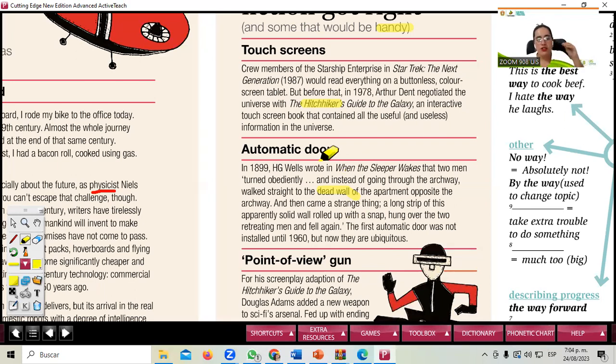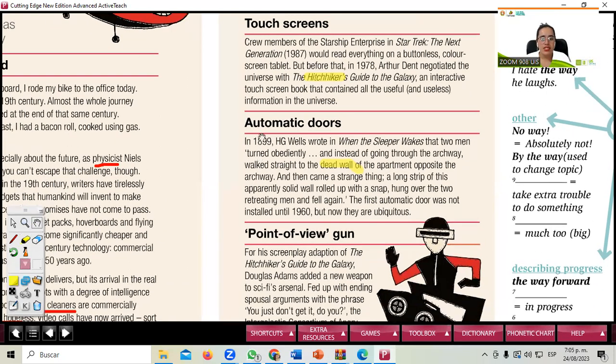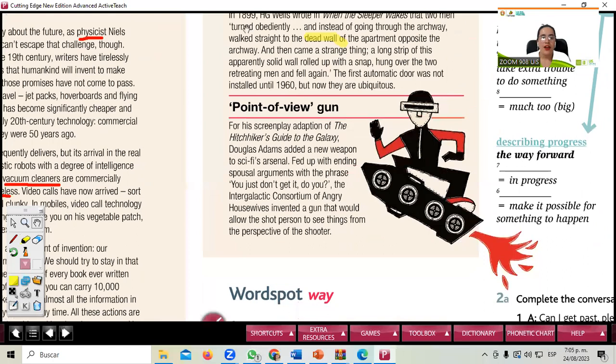So they walked straight to the wall in the apartment, and then long strips of apparently solid wall rolled up, like se enrollaron, okay? They rolled up, hung over the men. They passed, and then the wall fell again. So he was predicting a mechanism for automatic doors that could open and close without anyone controlling them, okay? In this year, 1899. All right, and the last one, point of view gun.